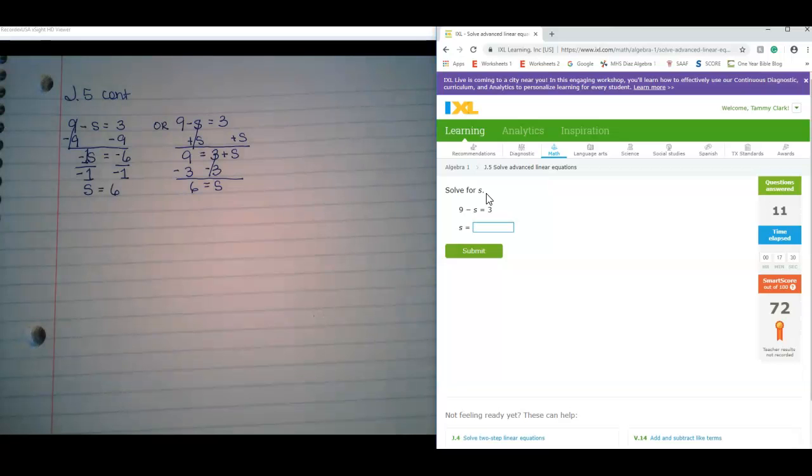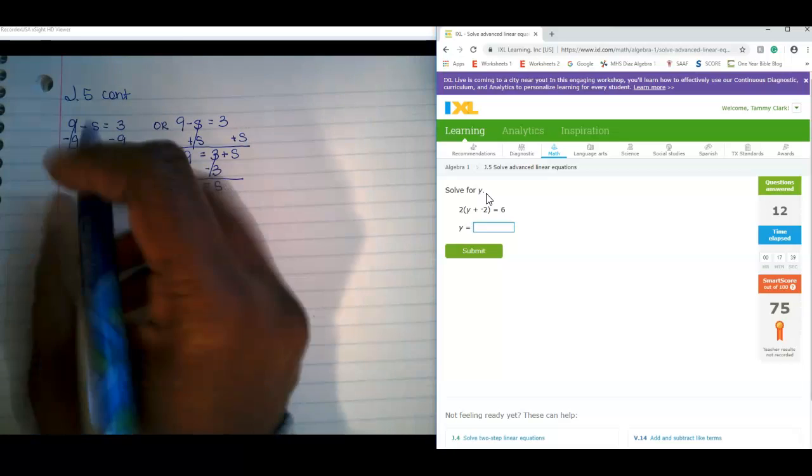So either way is fine. If you prefer to make the variable positive first, do that. If you feel okay dividing by negative numbers, do that. Whichever works for your brain, that's what you do.